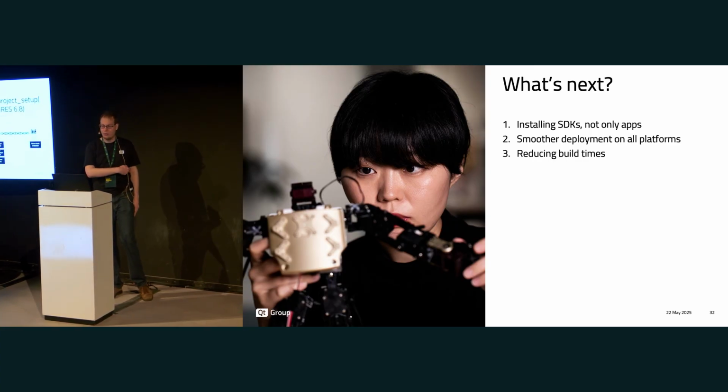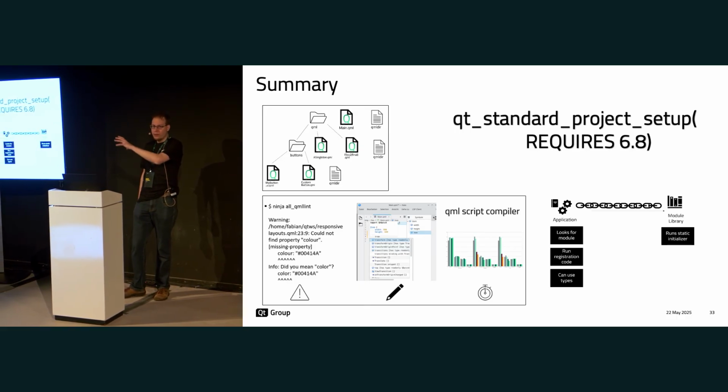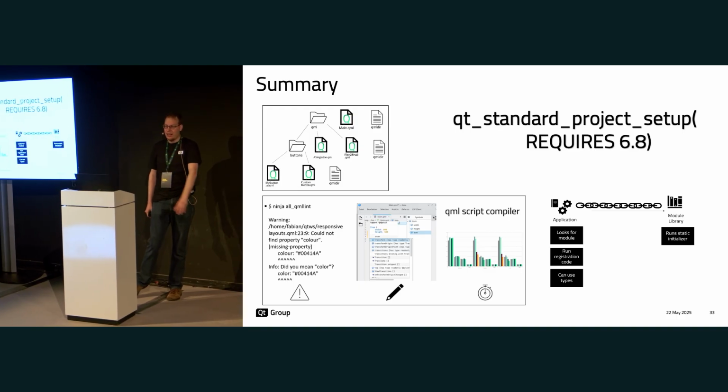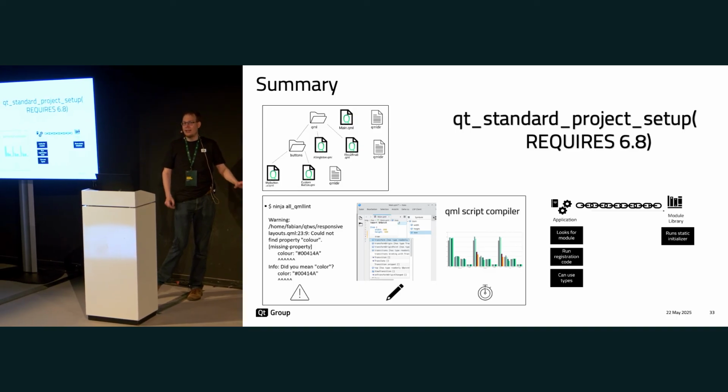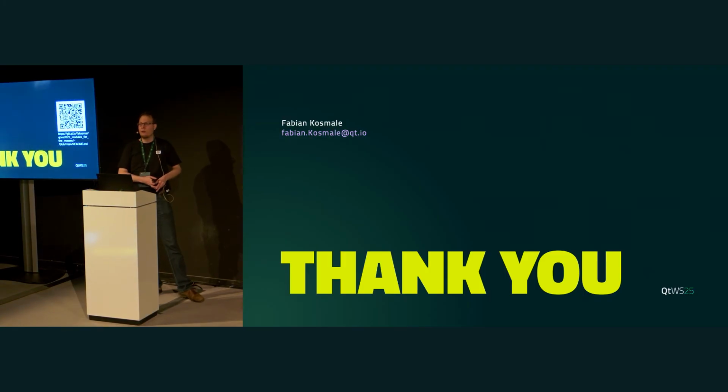With that, we can come to our summary. What have you seen? I've shown you a bit what a QML module actually is. I've told you that it makes your life easier as long as you're using the Qt standard project setup, which requires 6.8. I went a bit into how it works for C++ and how it relates to plugins. And I listed a few benefits you get out of it. And with that, we are done with the talk section and can open the stage for Q&A.